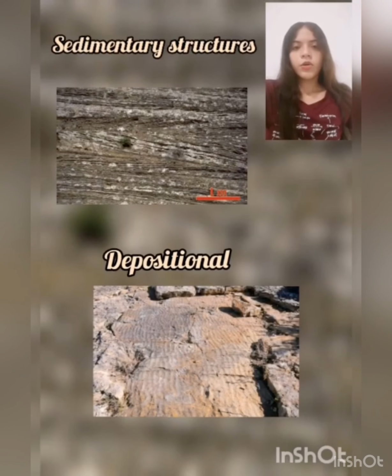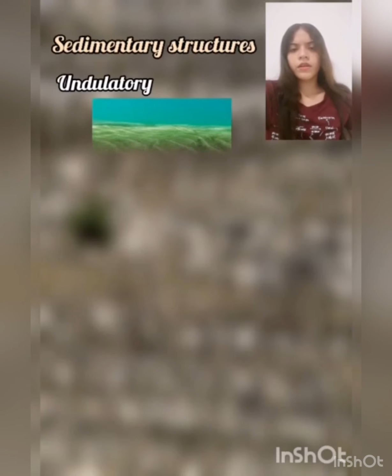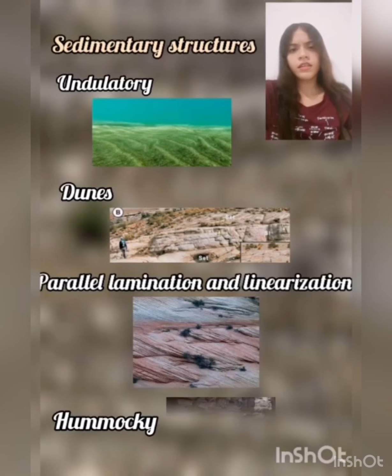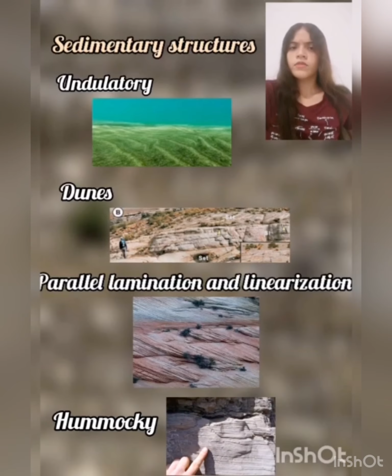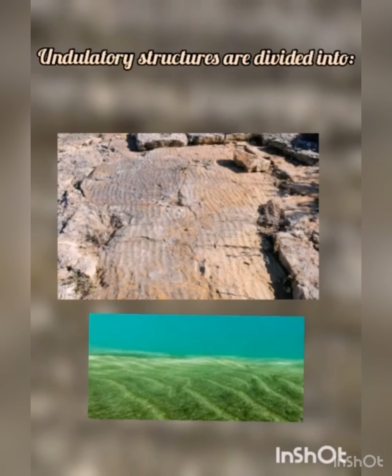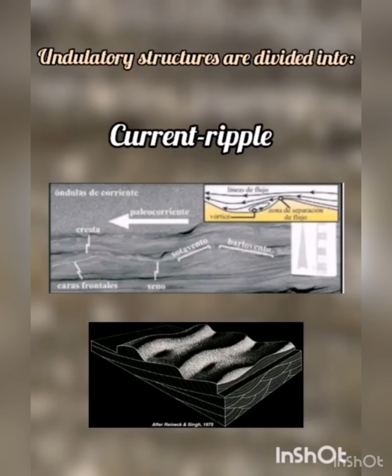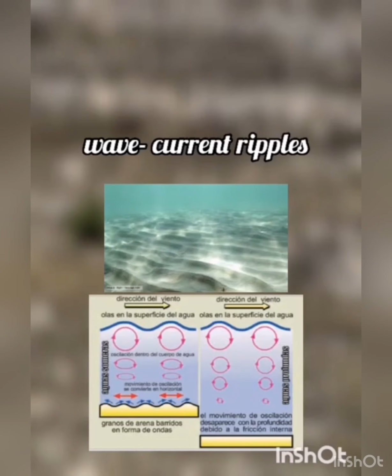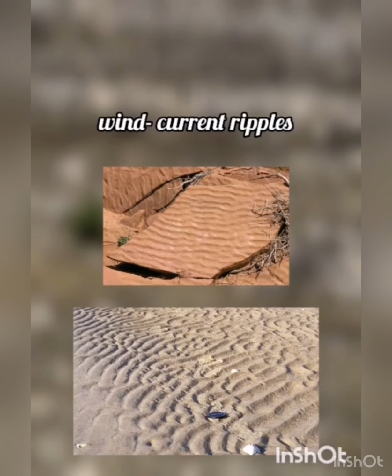In the positional inorganic sedimentary structures, we can find straight and linear structures when they are erosive, and these are divided into undulatory, dense spiral lamination, and linearization, also hummocky. Undulatory structures are divided into first, current ripples, second, wave ripples, third, wind ripples, and fourth and last, upper plane ripples.